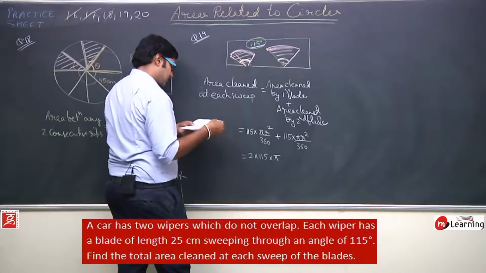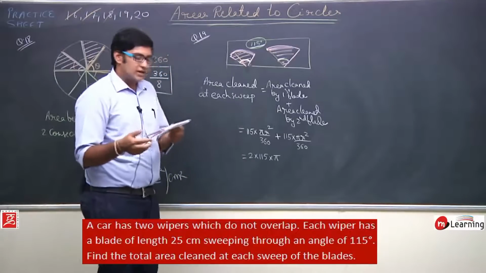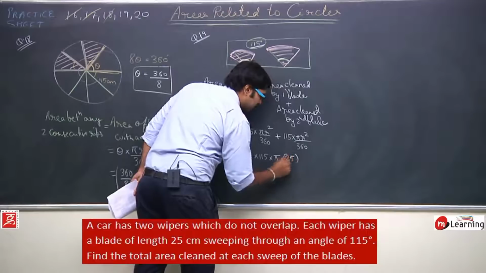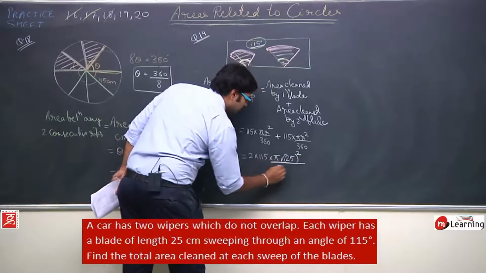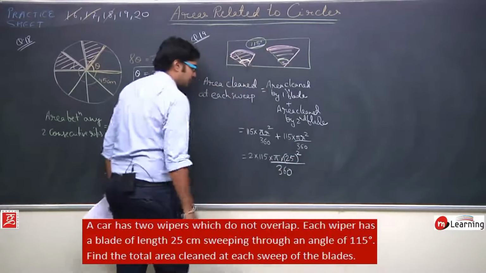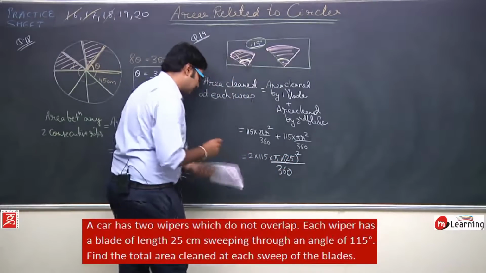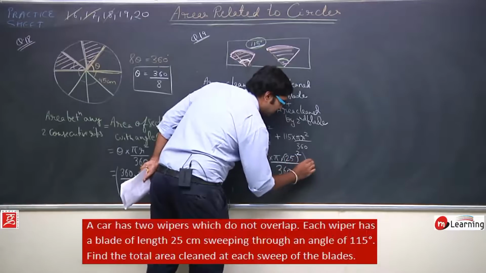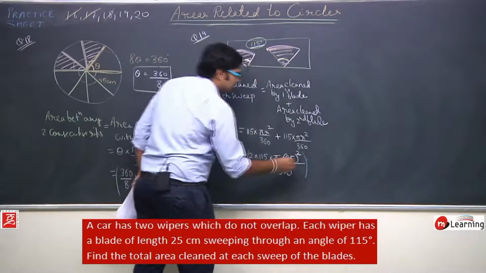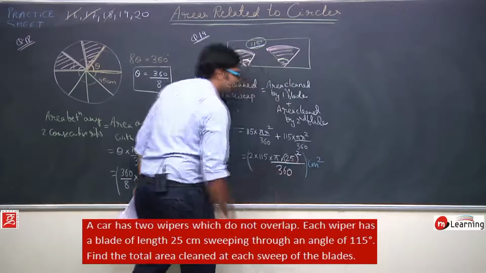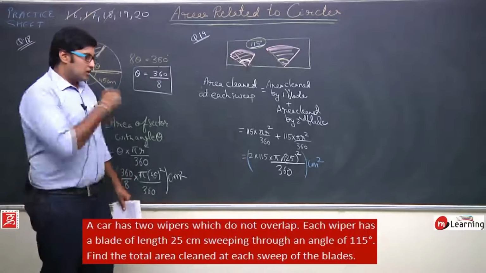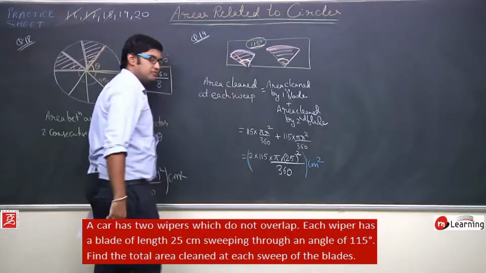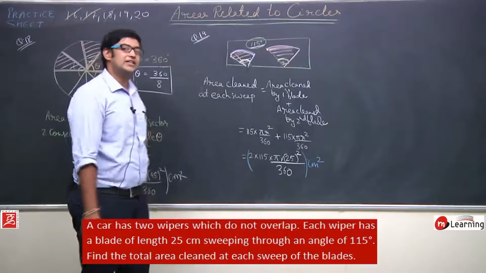What is the radius? Radius means the length of blade. Length of blade is 25 centimeters. So, this is 25 square upon 360. So, this will be the area swept by the two blades, this much centimeter square. Okay. These two diagrams look like sectors. So, this is the solution for 19th question.